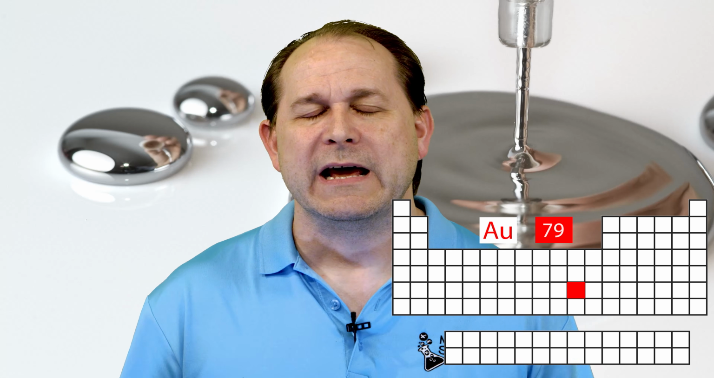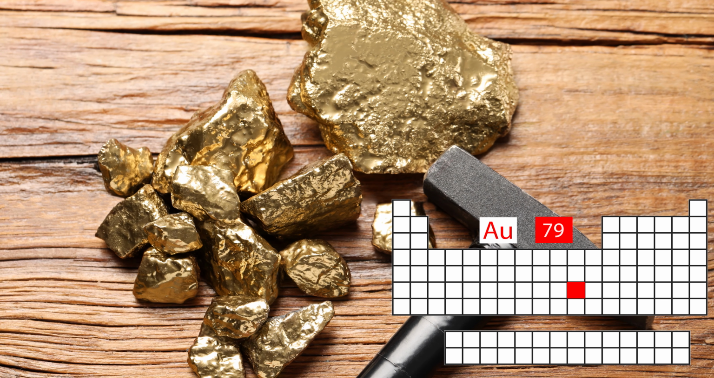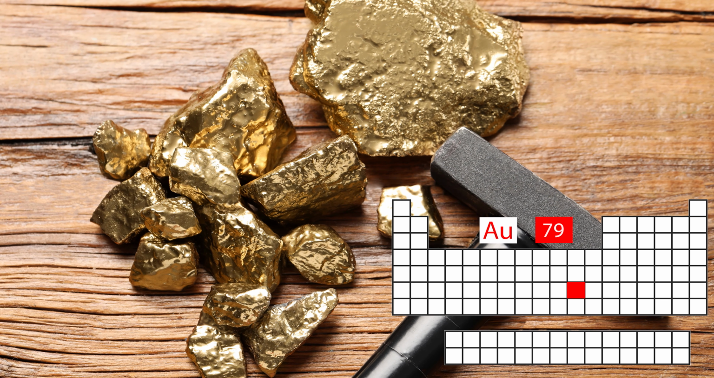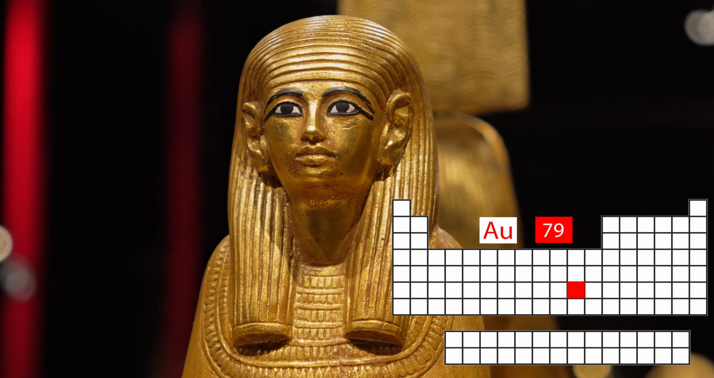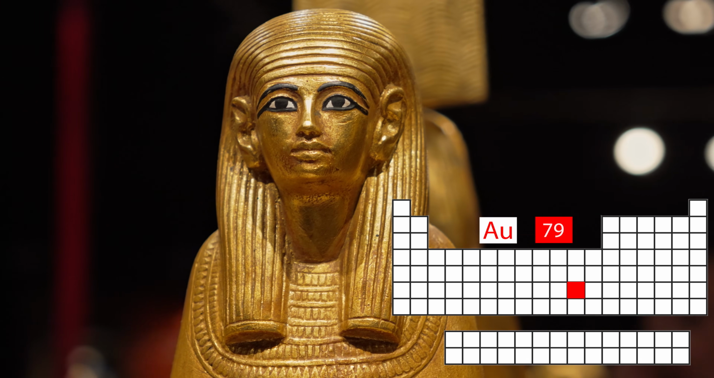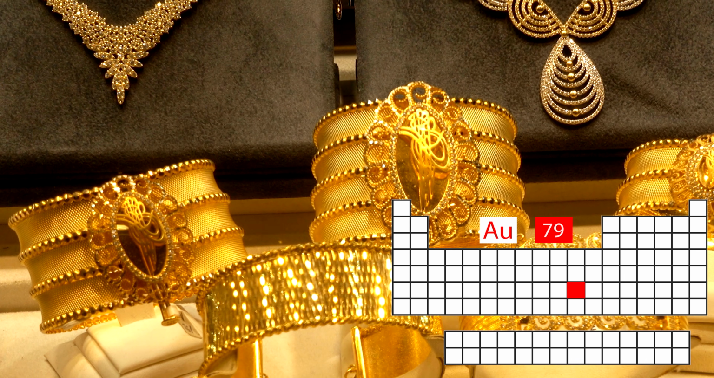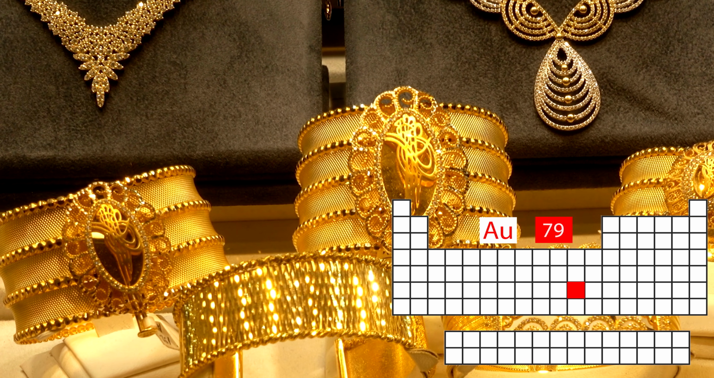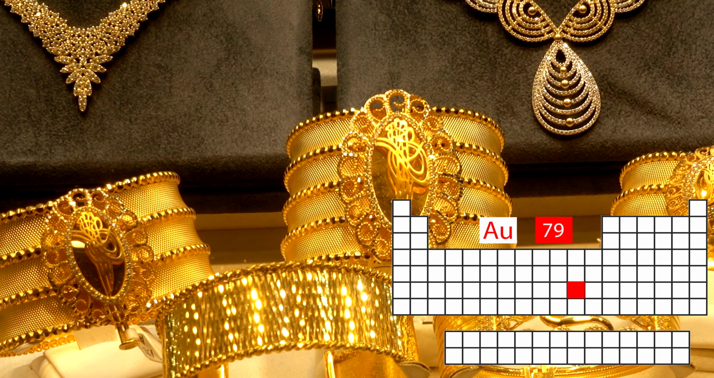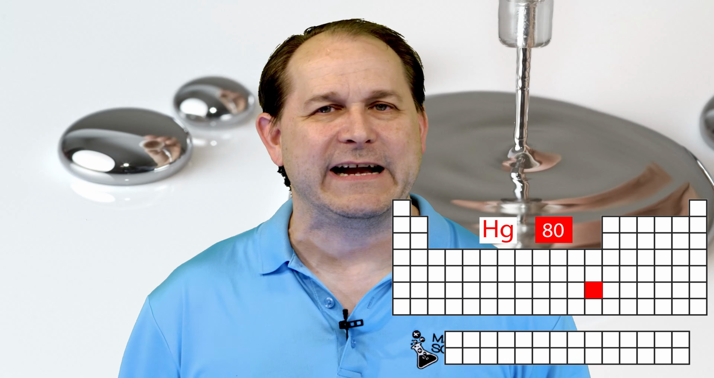And then there's the famous element 79. We call it gold. It's been prized throughout all of human history for its beauty and its inertness, which means it doesn't really react with anything else. Here's a fun fact: all the gold ever mined would fit into a cube with sides of only 21 meters.